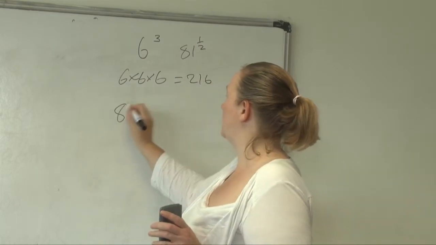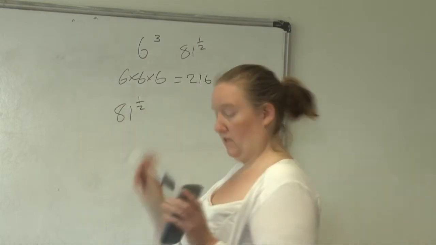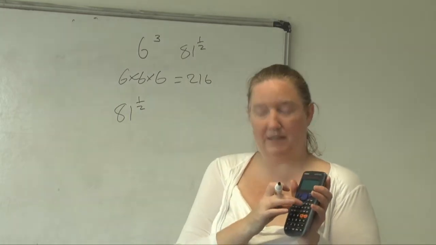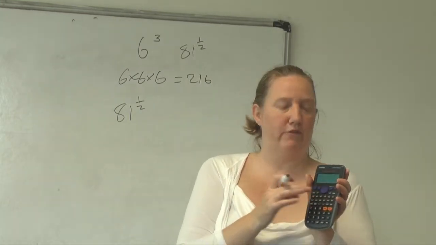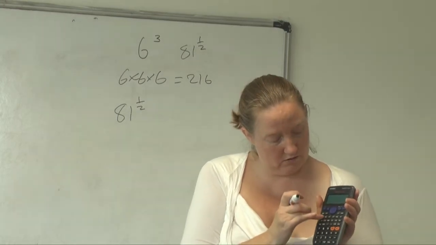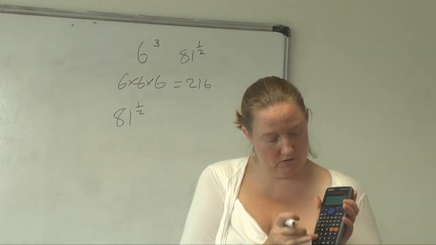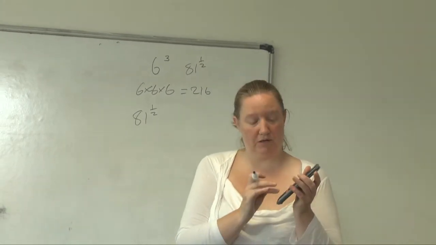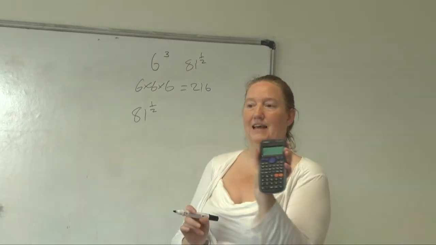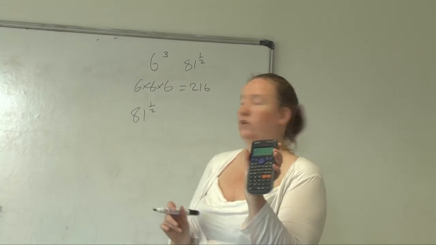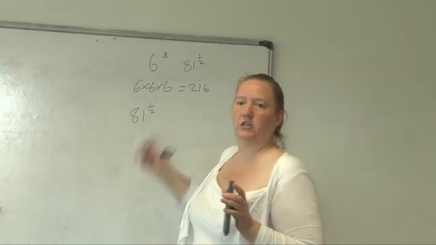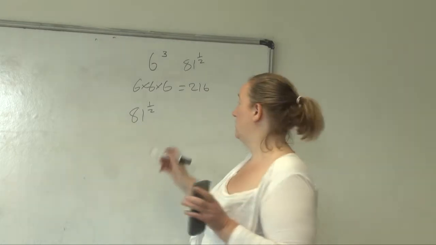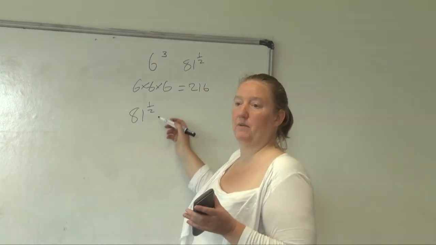For the 81 to the power of a half, put in your 81 and this time press the X block to the power of, and call up your fraction and put in 1 over 2. Okay? And just press your equals and it tells you that it's 9. If you don't remember how to put in the fraction, put it in as 0.5. But you should be able to put your fraction in there and put in the half.